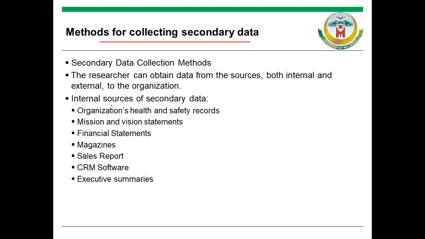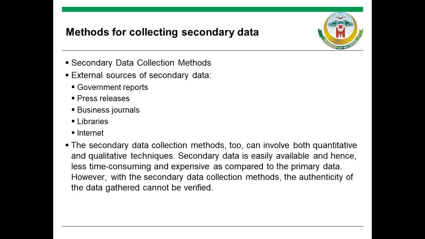Okay, this was the definition of secondary data and methods for collecting secondary data. So the researcher can use internal sources. The internal sources are organizational, let's say health and safety records, mission and vision statements, financial statements, magazines, sales reports, CRM software reports, and executive summaries. Okay, these are the internal sources which the researcher can use. And external sources are, let's say, government reports, press releases, business journals, libraries, and the internet.